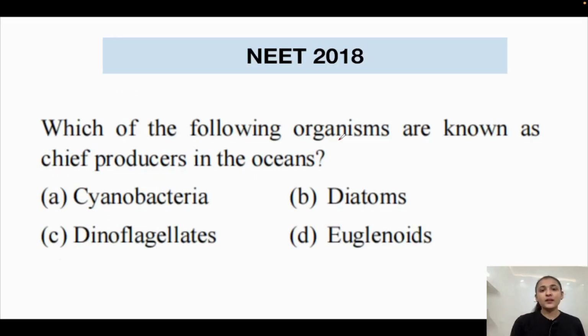All right. Now, which of the following organisms are known as chief producers in oceans? We just studied which of the following organisms are known as chief producers. Diatoms are known as the chief producers in oceans. Diatoms are also known as planktons. Okay, they belong to Chrysophytes. Okay, and they can do photosynthesis, because of which they are the chief producers in oceans. So the correct answer is option number B, diatoms.